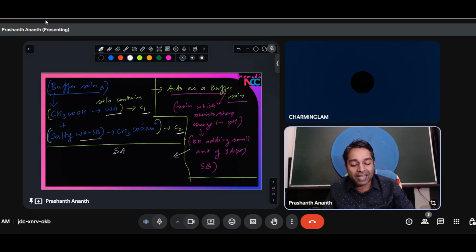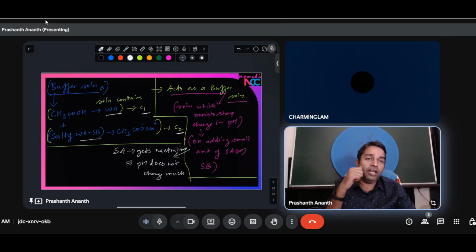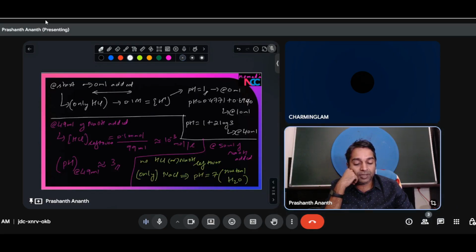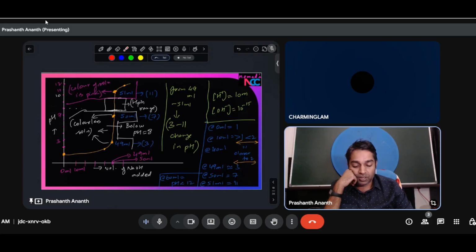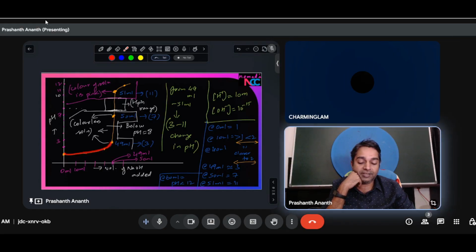So strong acid gets neutralized. If it gets neutralized, pH does not change much. Why not, sir? Think, if I had this titration here with NaOH, what was happening in this titration? From 0 to 49 ml, did pH change by much or did it resist the change in pH? It resisted the change in pH. Why? Because there was excess HCl there, correct?